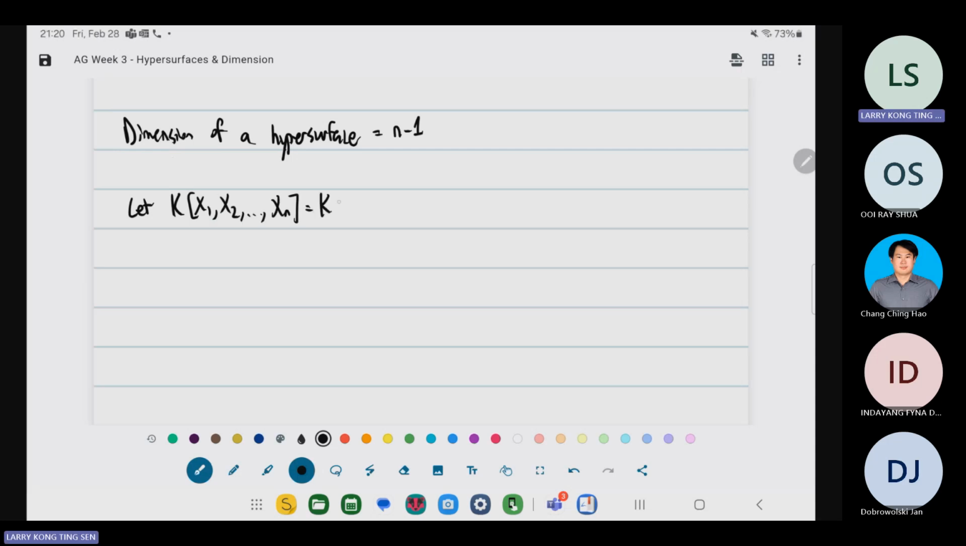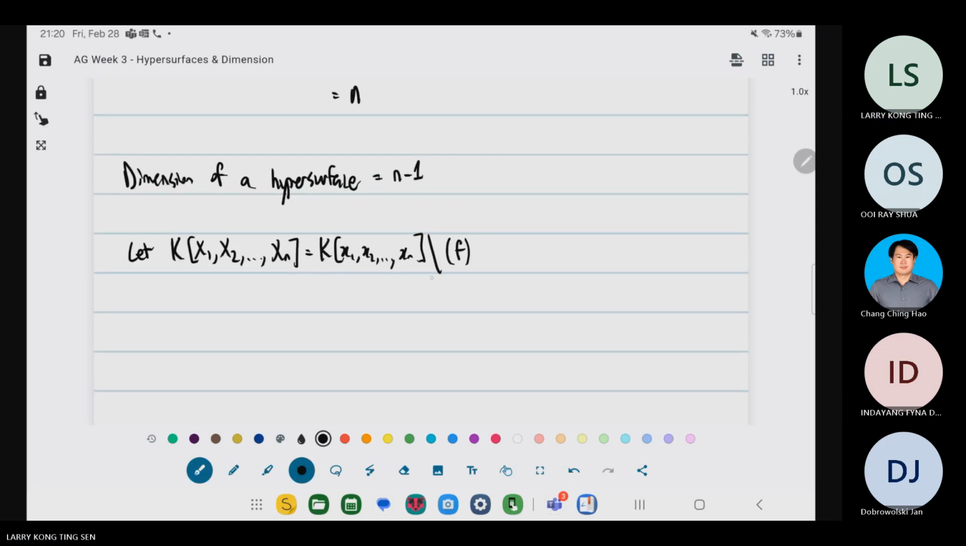to equal the polynomial ring modulo the... okay. And we consider the field of fractions. Okay, x1, x2.